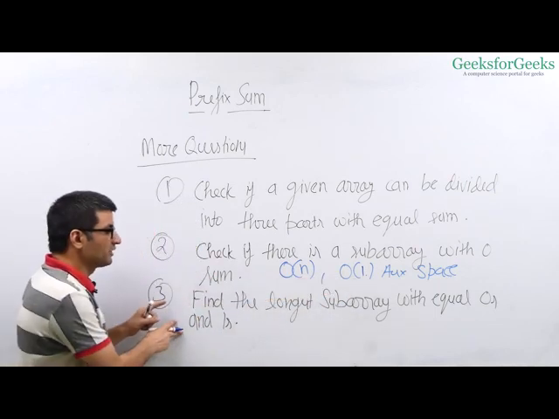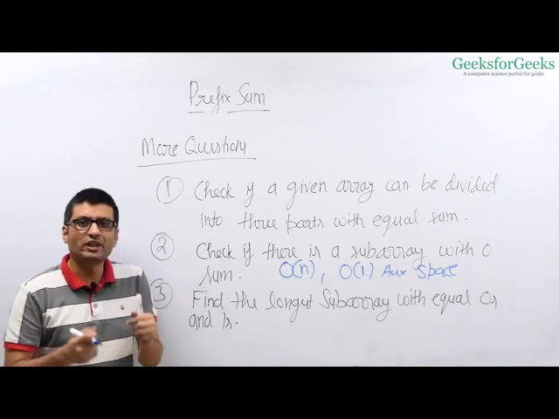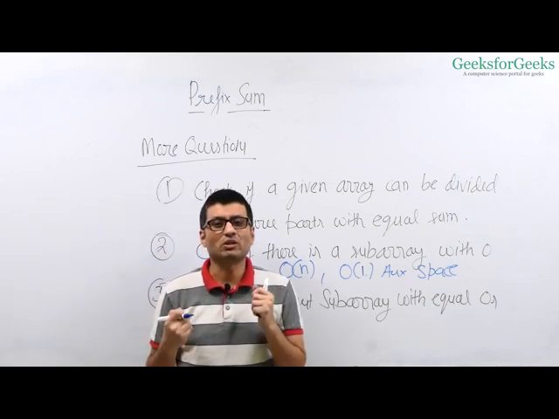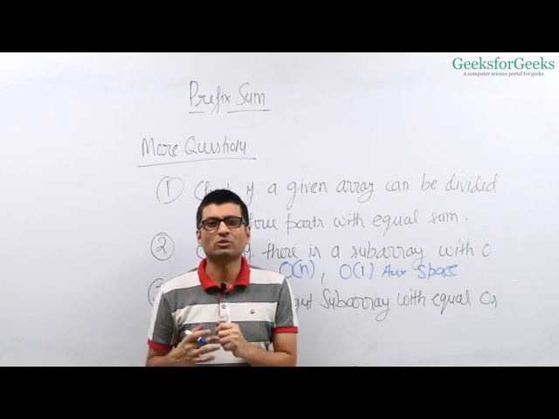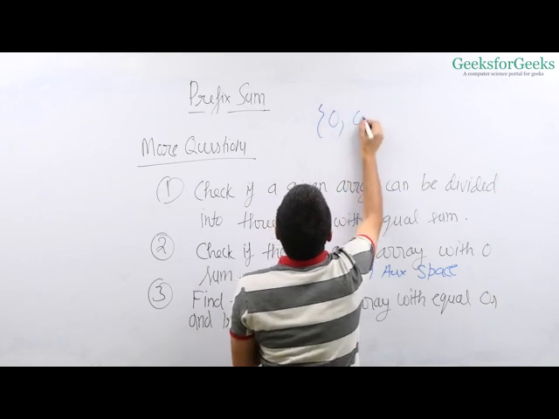So the third question, which is finding the longest subarray with equal number of zeros and ones. You are given a binary array, right, and you need to find the longest subarray which has equal number of zeros and ones. This question is very, very important. This has been asked in almost every company. So let me explain with an example. You are given a binary array.